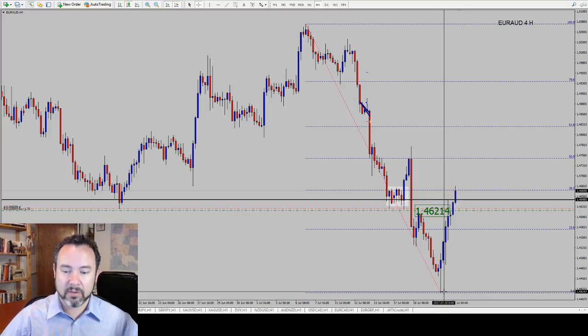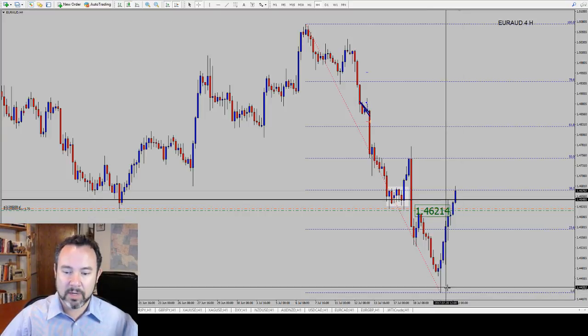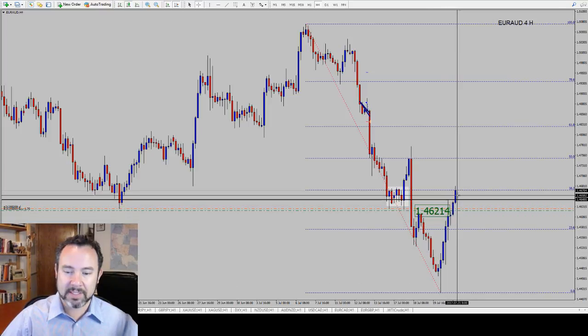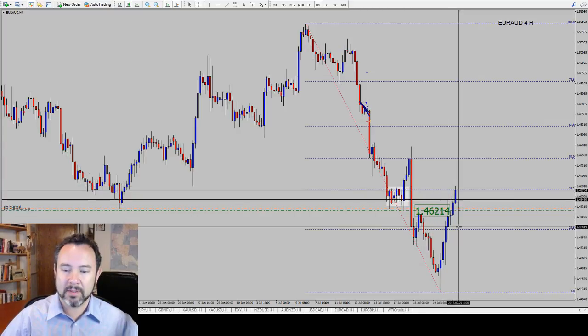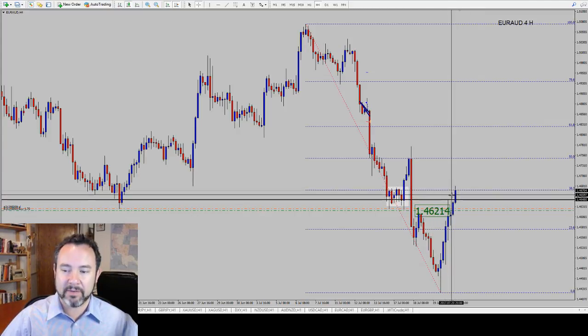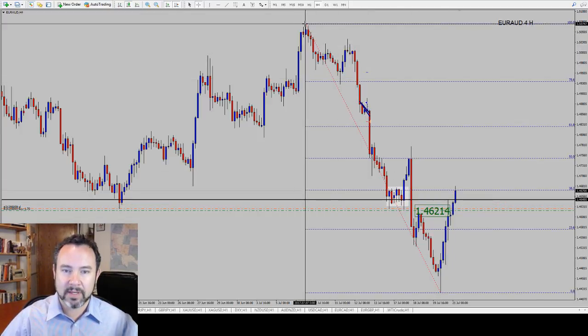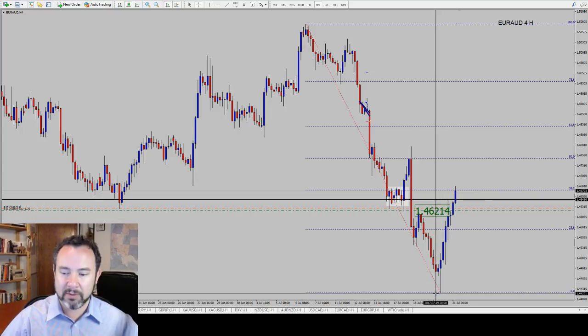However, the Euro Aussie has pushed up 1, 2, 3, 4, 5, 6, 7 solid blue candles on the 4-hour time frame. And we are just bouncing off of the 38.2 Fibonacci retracement of this whole move down, coming from 150.75 all the way down to the swing low that we had around 1.4420.